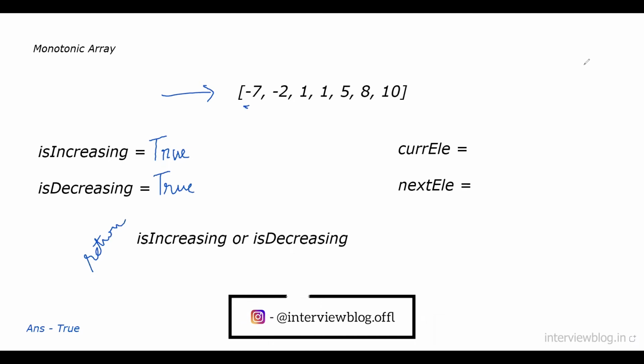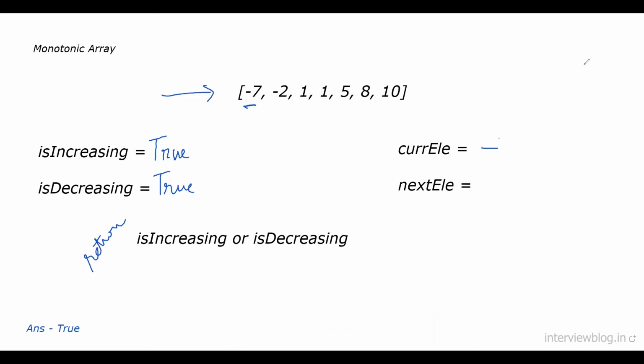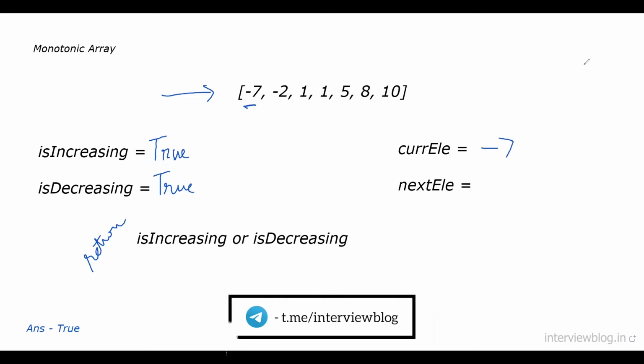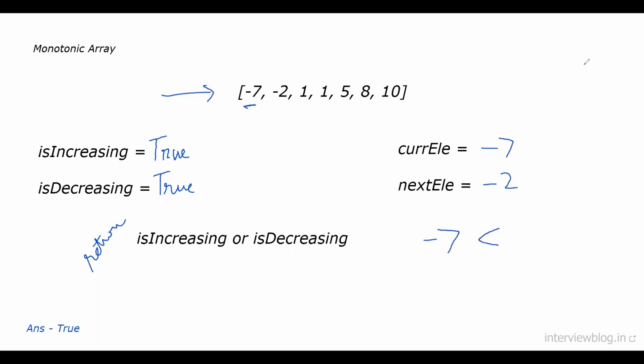So at the first step, we'll be comparing our current element, which is -7, with the next element, which is -2. We can see that -7 is less than -2. Hence, we'll be updating the is decreasing variable from true to false. So at the next step, our current element is -2 and the next element is 1. We can see that our current element is less than the next element. Hence, we will be overwriting our is decreasing variable from false to false.